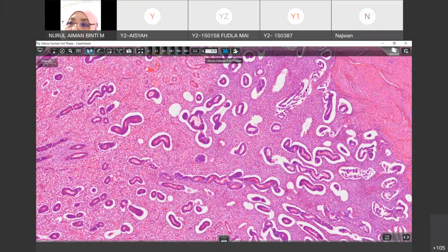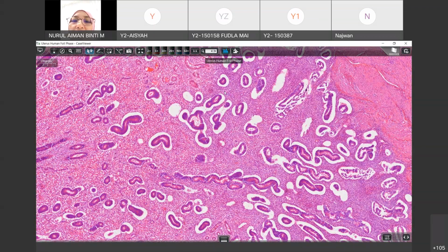Basal layer. Can you see my mouse? Can you focus on this mouse? Okay, you can see it? Alright, so what is this? What is the difference between this basal layer? It's not good when working online, it's becoming slow. So face to face is better. I'll try to project again in the lab if possible.